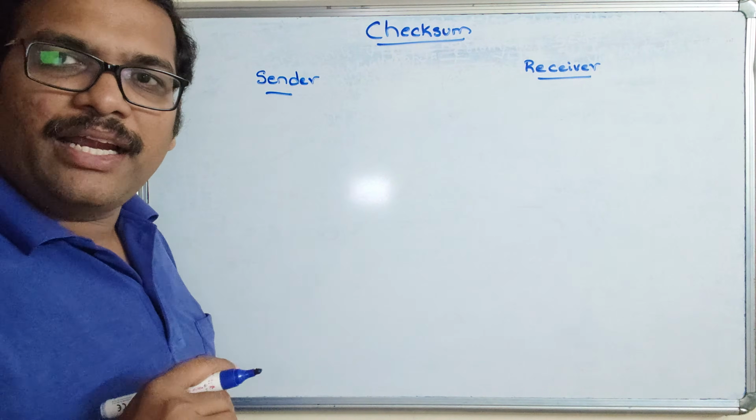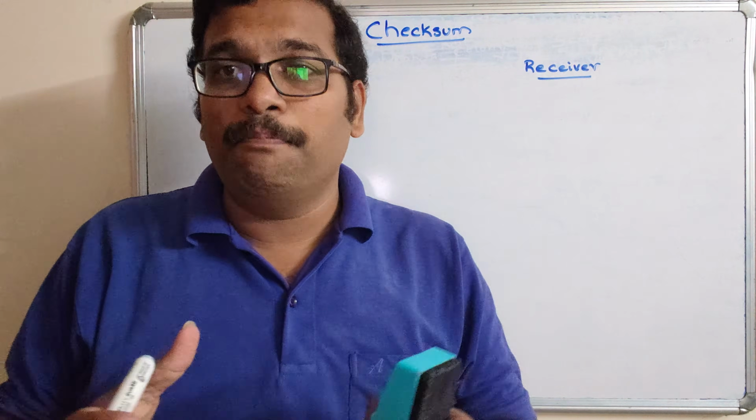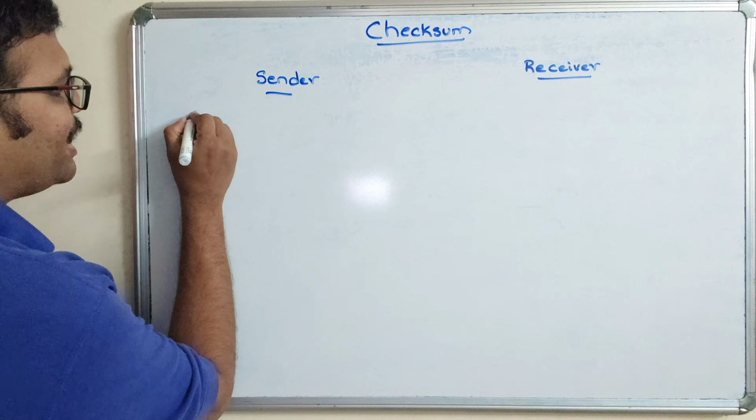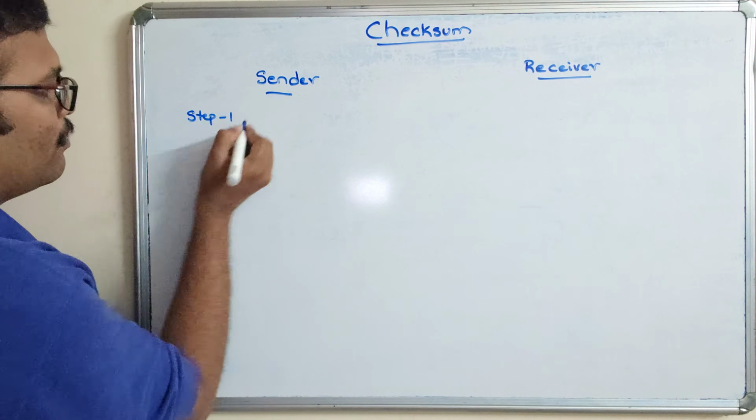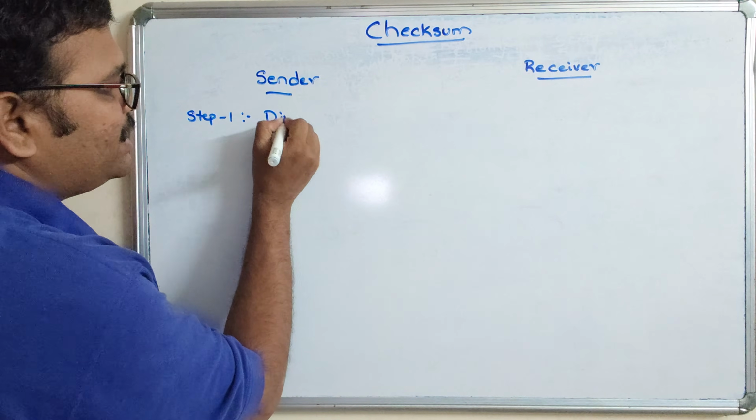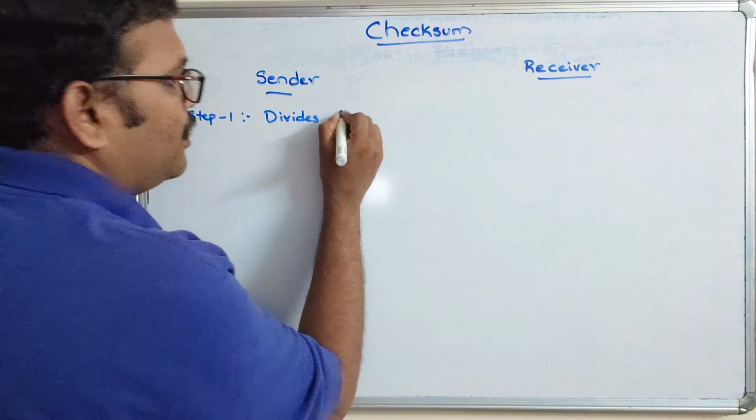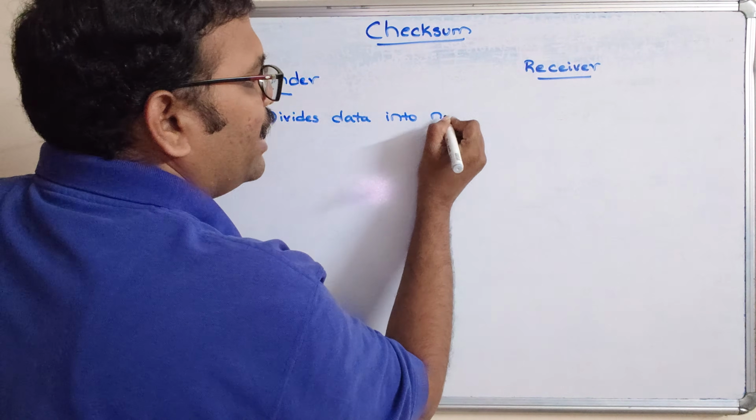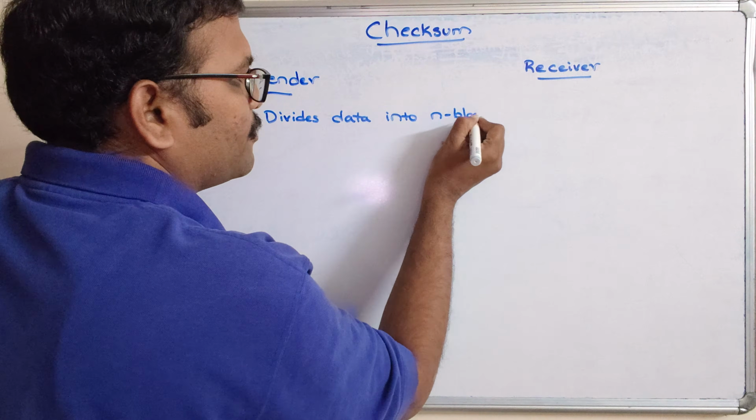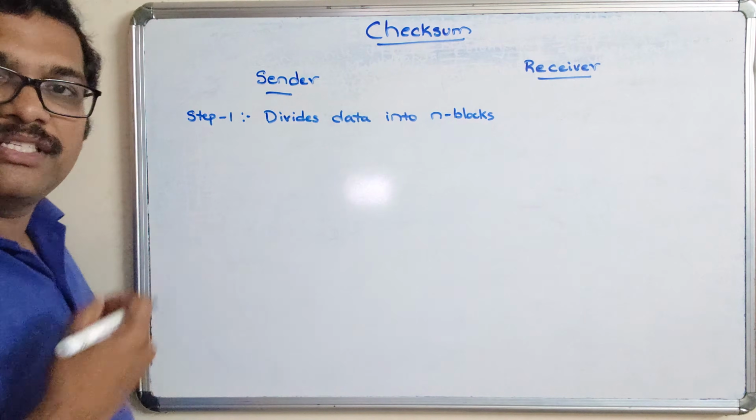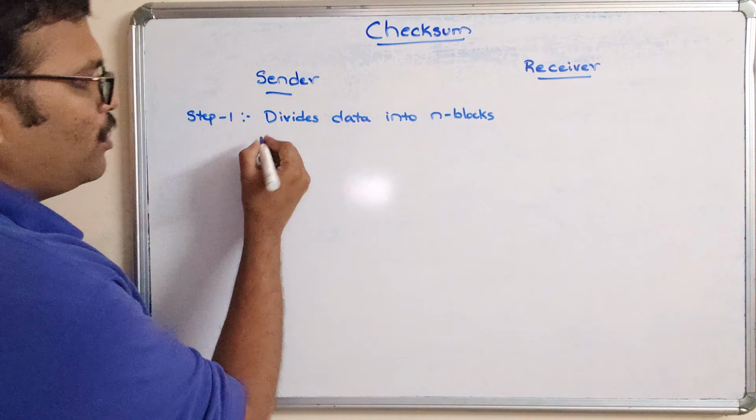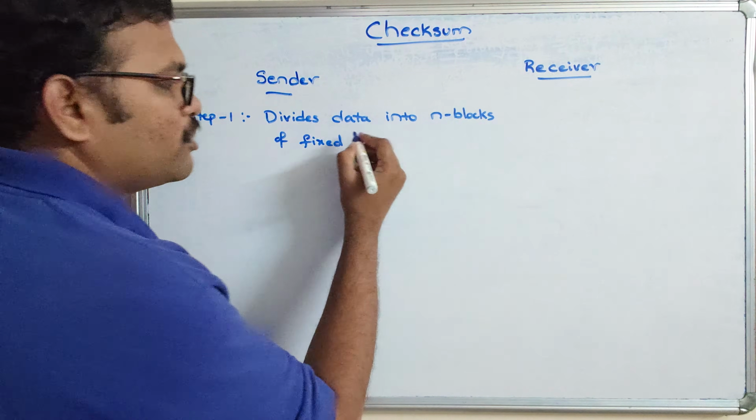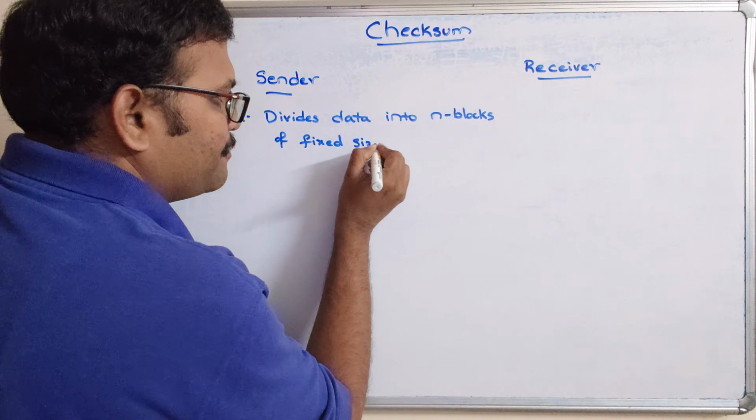Coming to the sender side, first it will divide the complete data into different blocks. So step 1: divide the data into n blocks of fixed size. All the n blocks will be of fixed size.